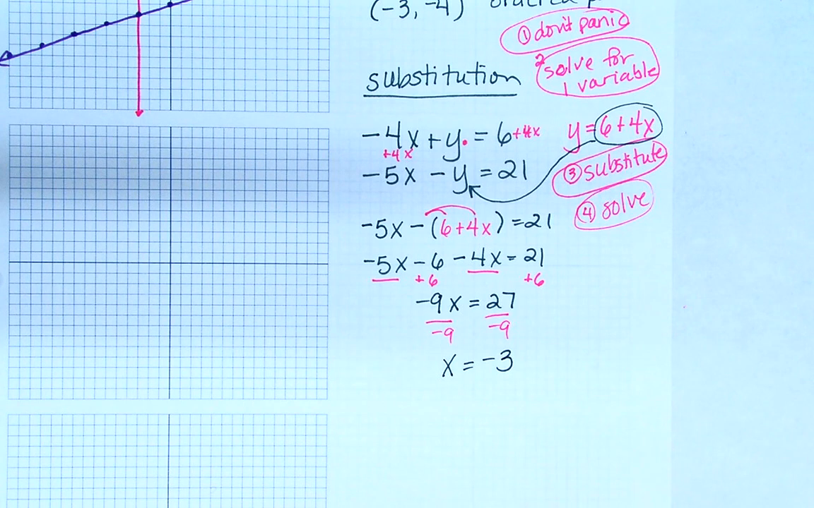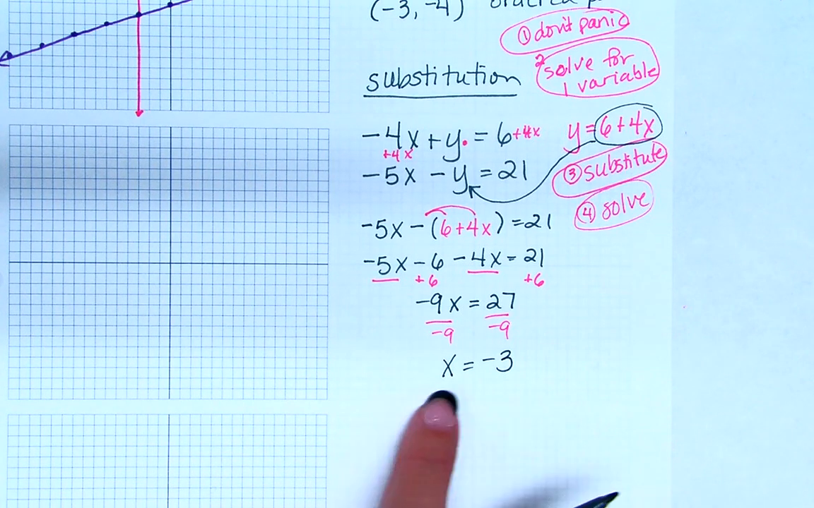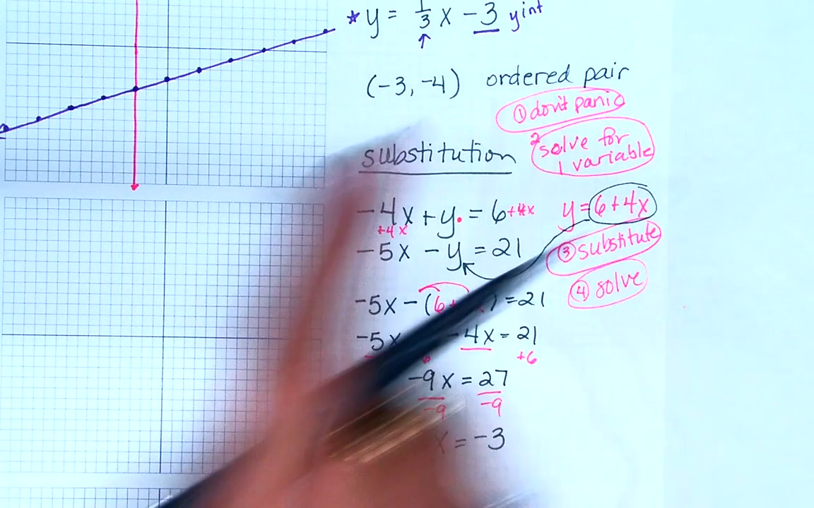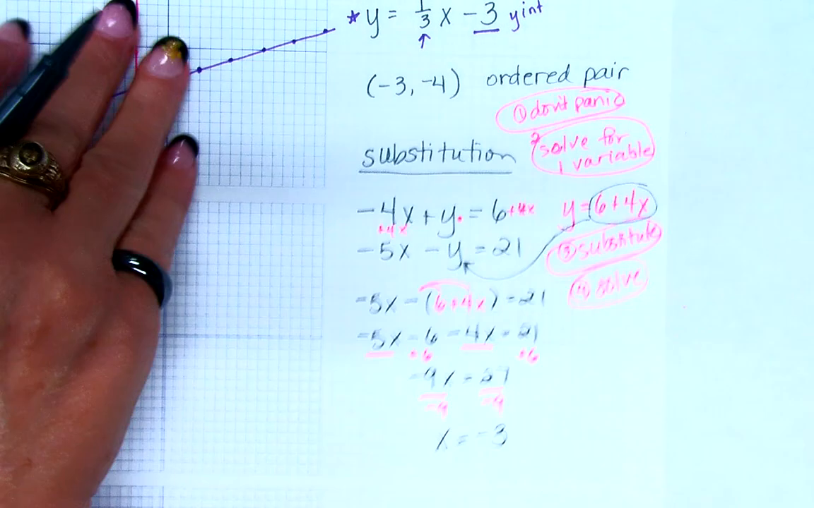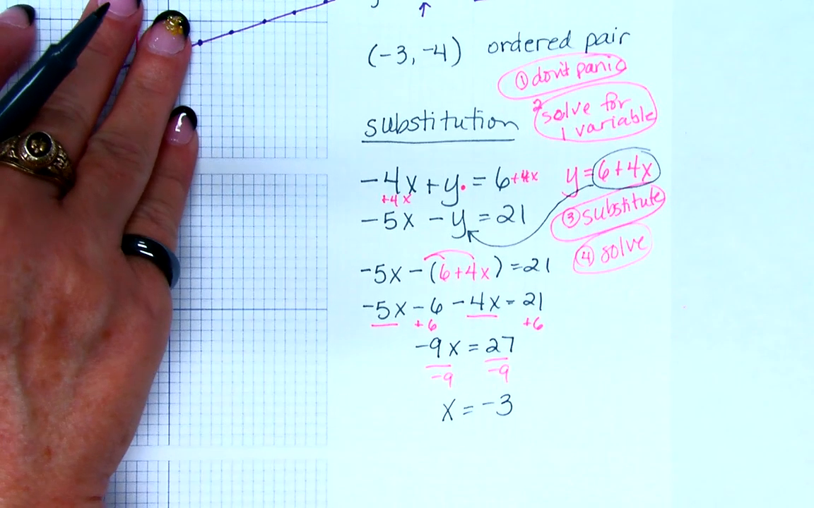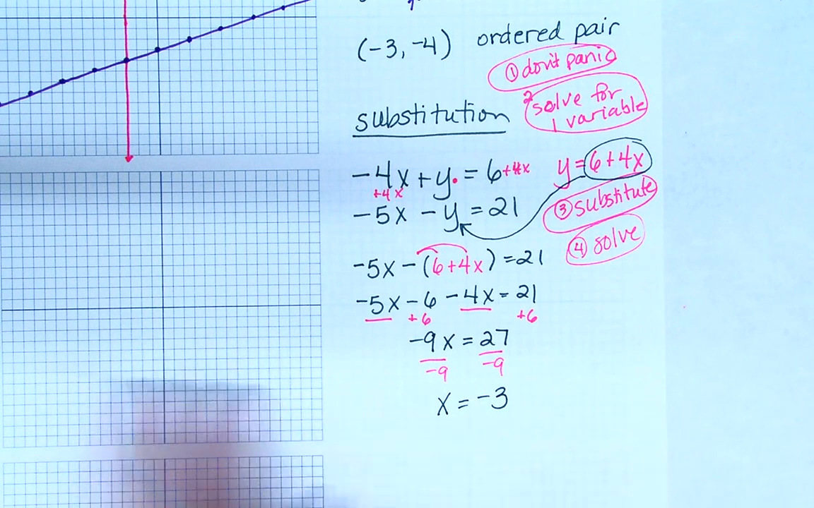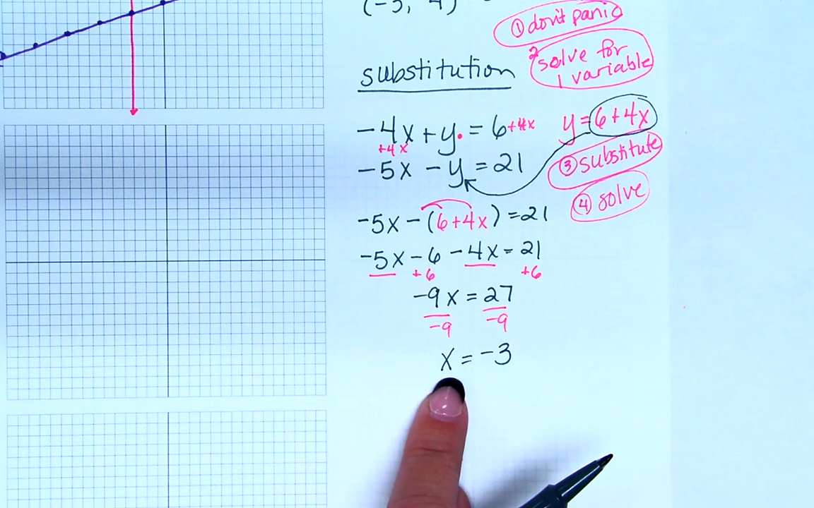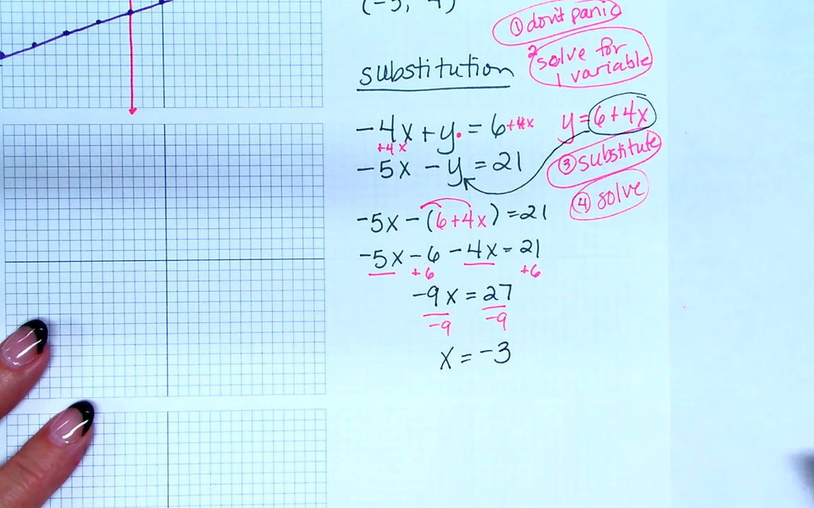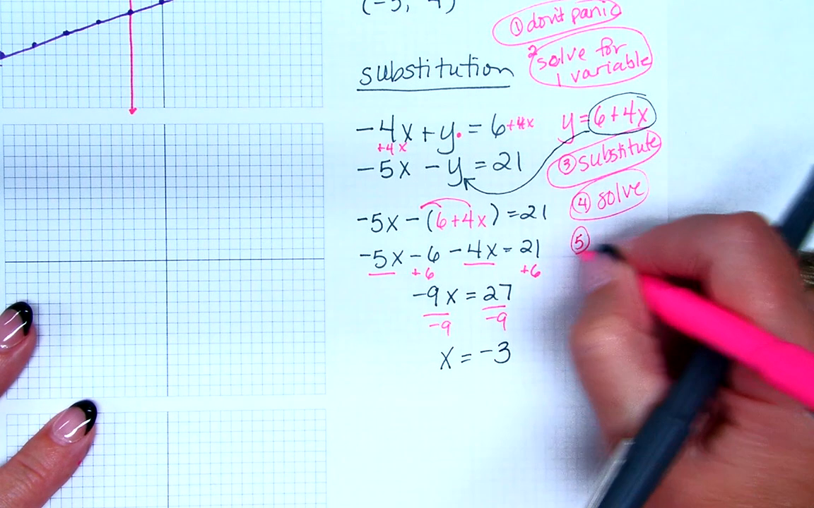No, why? Why do I have to find y? I'm still looking for the point of intersection. Just because I'm not graphing doesn't mean I'm still not trying to find the point of intersection. I have to have both variables, the x and the y, to have my point of intersection, right? So now that I have my x, then I have to find my other variable.